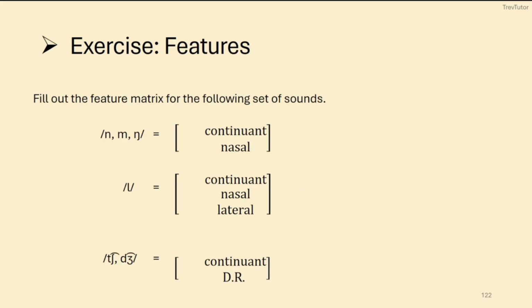So let's think about some of our manner features for these groups of sounds. If we're dealing with m, n, and ng, we can ask ourselves, is it continuant? Well, remember, continuant is about the oral cavity, and it is blocked in the oral cavity. We're closing our lips to make m, touching the alveolar ridge to make n, or touching the velum to make ng. So these are all minus continuant sounds.